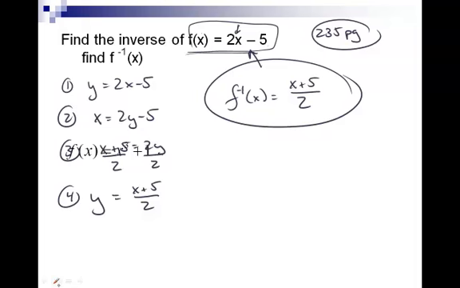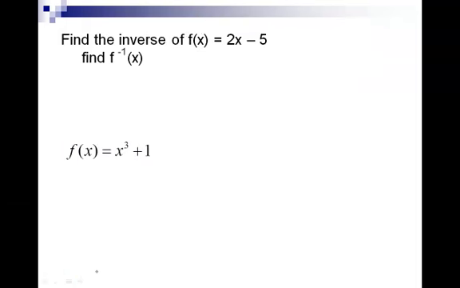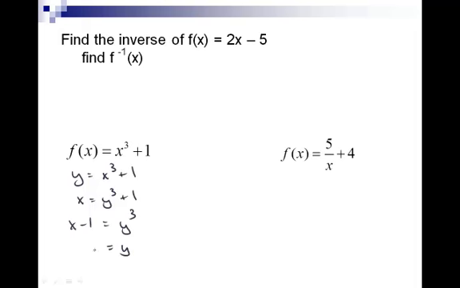Got a couple more examples for you to try here. So I'll put them up, stop the video, and try to find the inverse of these two following the steps we just did. Okay, so let's try this one first. Y equals x cubed plus 1. So switching x and y, subtract 1, and take the cube root. So my f inverse is the cube root of x minus 1.